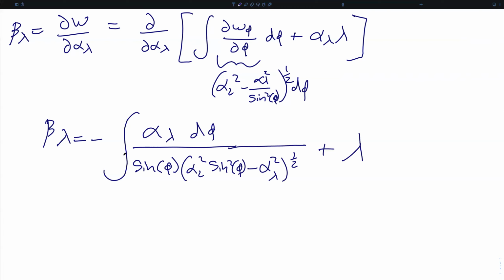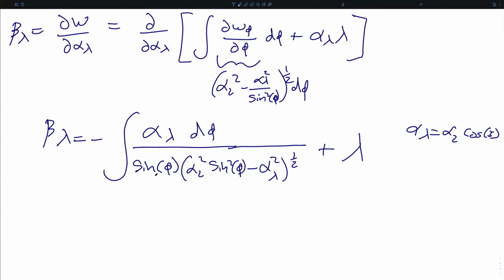beta lambda is equal to negative the integral of alpha lambda over sine phi times the square root of alpha 2 squared sine squared phi minus alpha lambda squared, d phi, plus a single term of lambda. We know that alpha lambda is equal to alpha 2 cosine of I. We've already figured out how to express phi in terms of the other angles of our system, which means that we also have an equivalent expression for d phi.